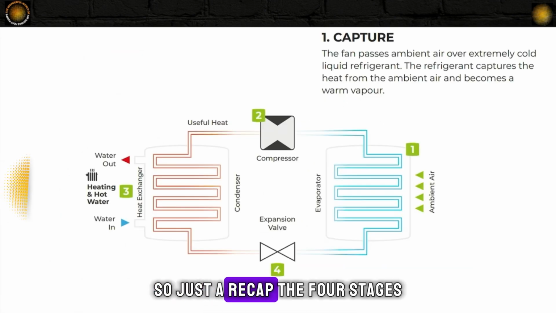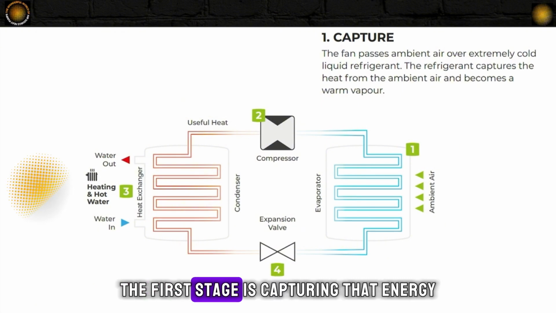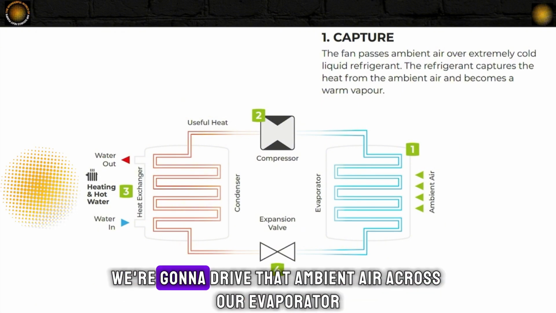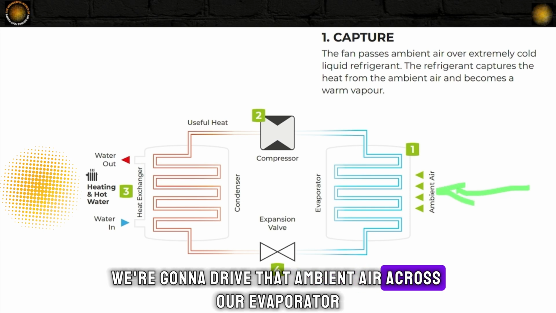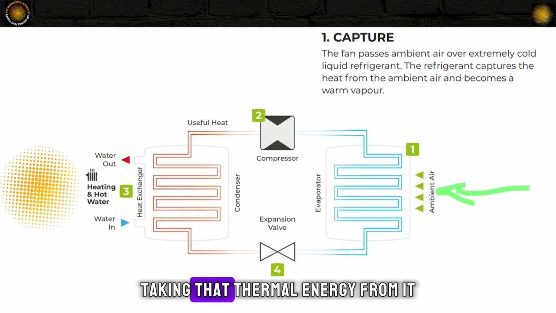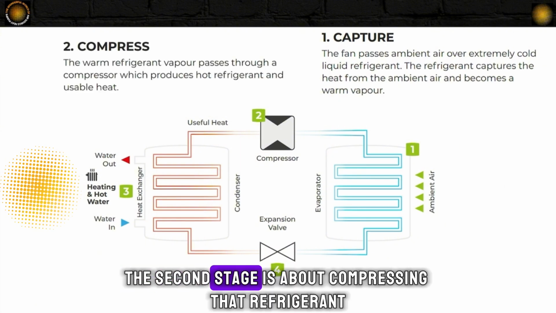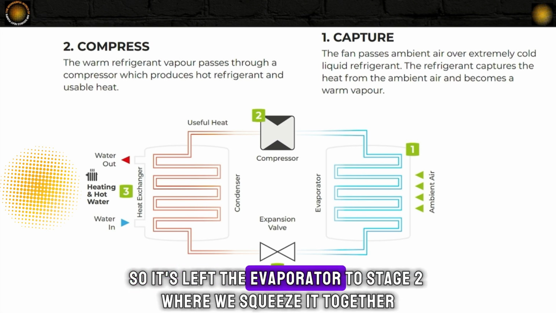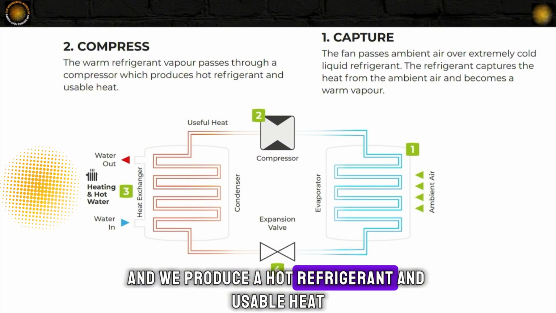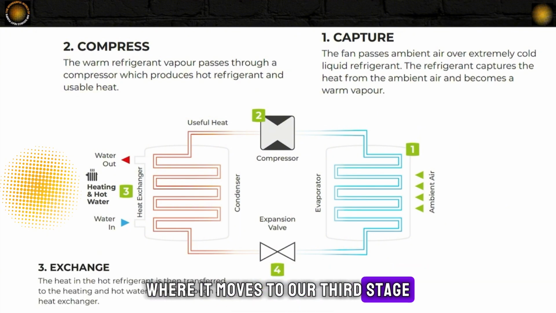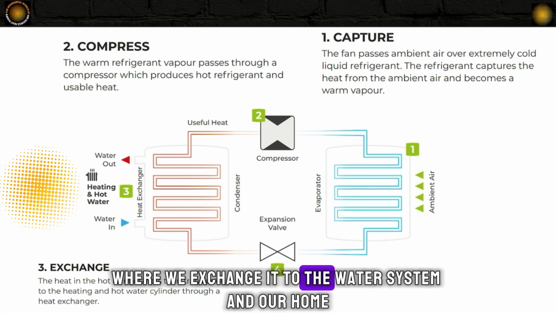So, just to recap, the 4 stages. The first stage is capturing that energy. We're going to drive that ambient air across our evaporator, taking that thermal energy from it. The second stage is about compressing that refrigerant. So it's left the evaporator to stage 2, where we squeeze it together and we produce a hot refrigerant and usable heat, where it moves to our third stage, where we exchange it to the water system in our home.